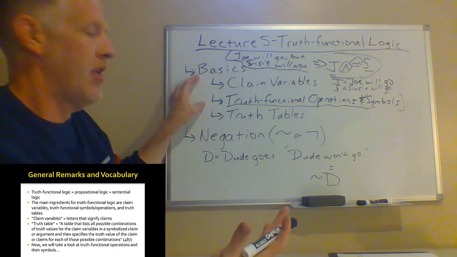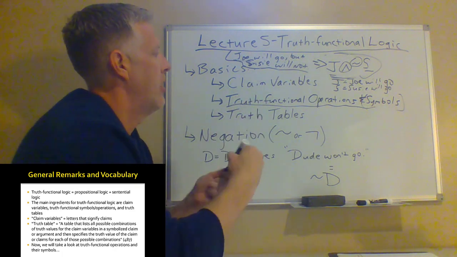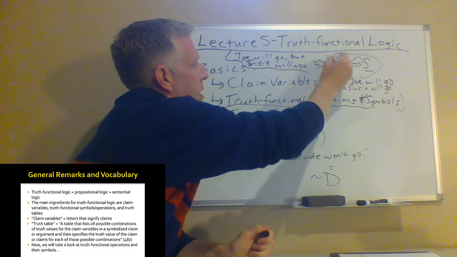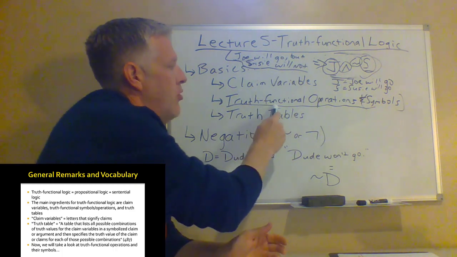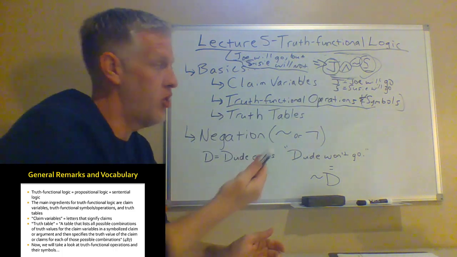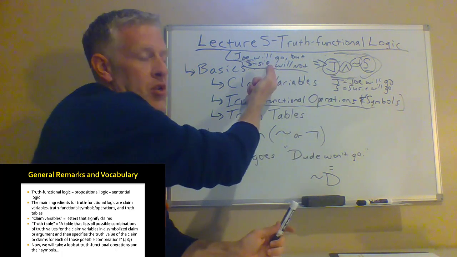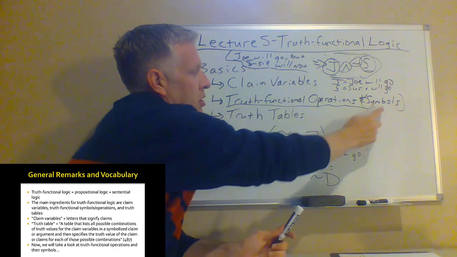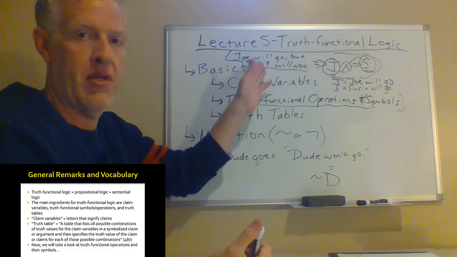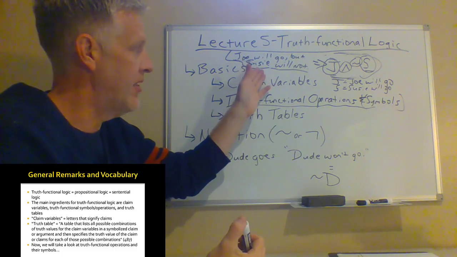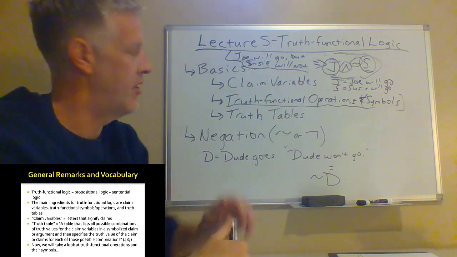Hopefully it's starting to come across what's going on here, what I mean by claim variables. Claim variables are just the letters, J and S in this instance, that represent the basic claims at play. And then the truth functional operations, in this case conjunction and negation, were implied by what's being said originally, and we represent those operations with these symbols. So conjunction and negation were implied in what the person said in their original everyday sense, and we represent that in our logical notation with the conjunction symbol and the negation symbol.